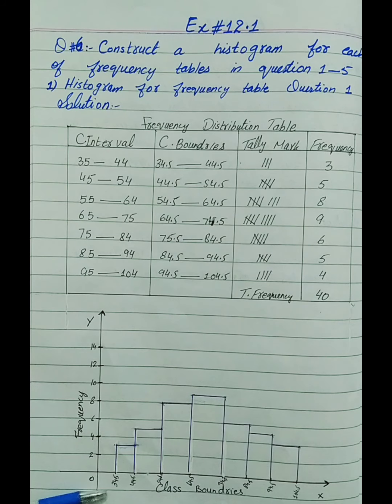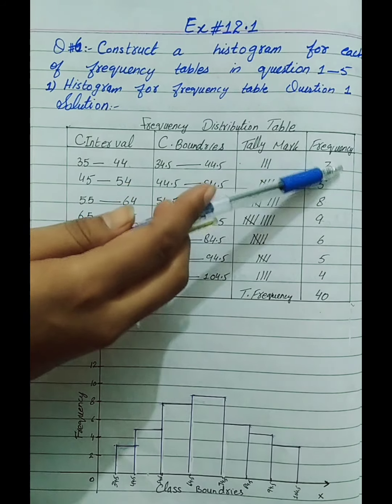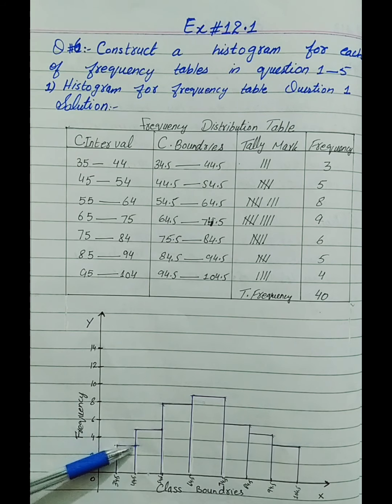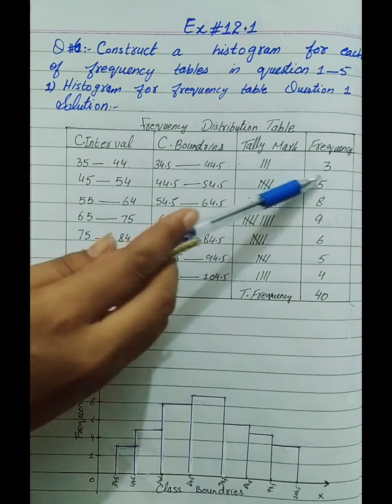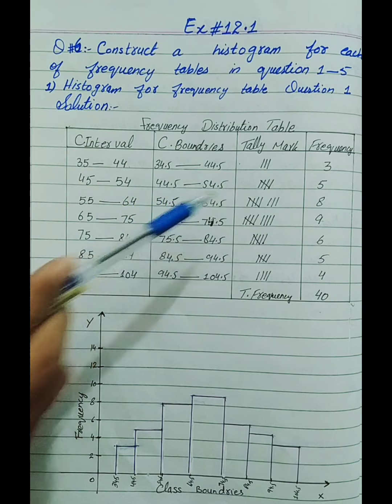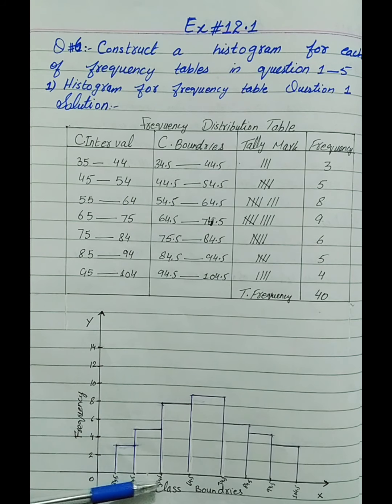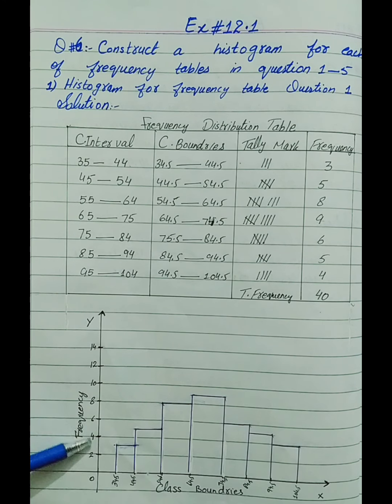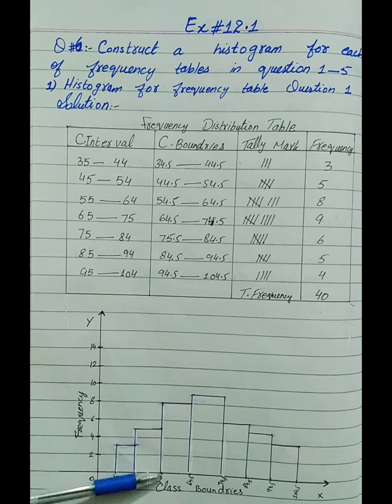The first frequency we have is 3, so we mark 3 and then draw a bar. The next is 5, which is from 44.5 to 54.5, so for 44.5 to 54.5 we mark frequency which is 5 in between 4 and 6, and we draw a bar.